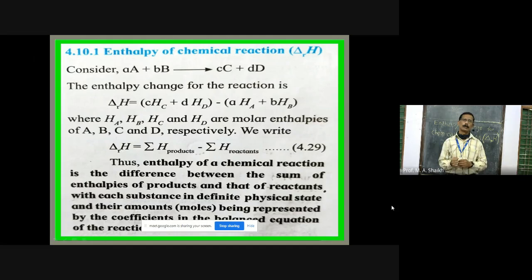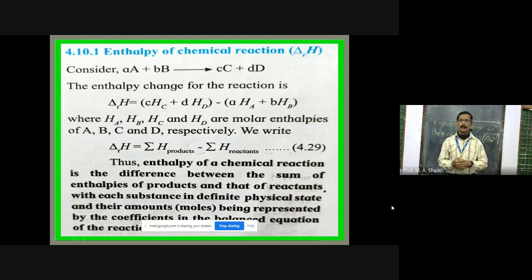Suppose there is one question: define the term enthalpy of chemical reaction or enthalpy of reaction. To define the delta HR, at that time you have to just write this mathematical equation in words. The same thing is given on this slide. You have to give it in bold letters. Enthalpy of chemical reaction is the difference between sum of enthalpies of products and sum of enthalpies of reactants.